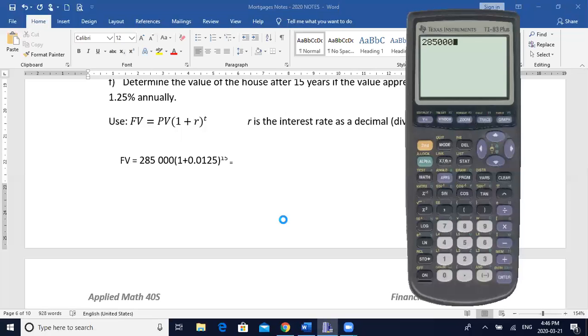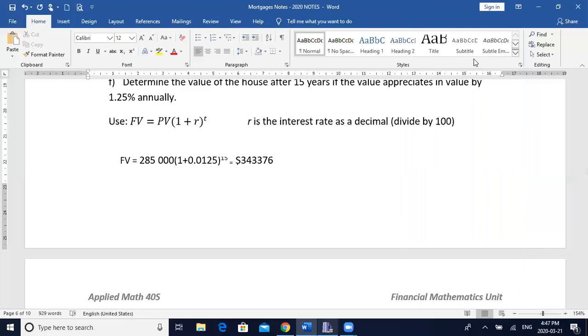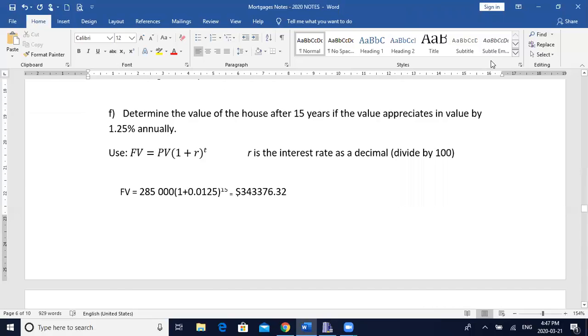So this was 285,000 times 1 plus 0.0125, and we'll raise that to the 15. And you get 343,376.32 when rounded to the nearest hundredth. So $343,376.32 is the appreciated value after 15 years of annual appreciation.